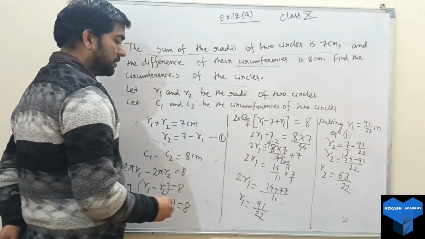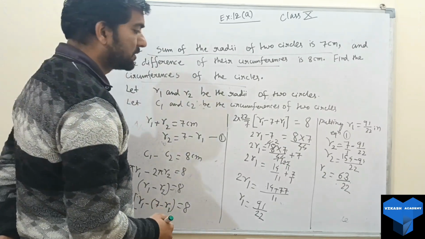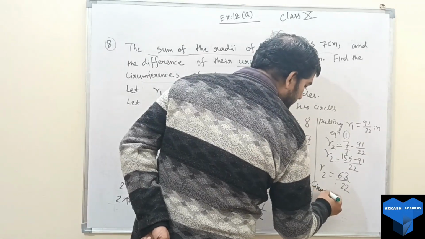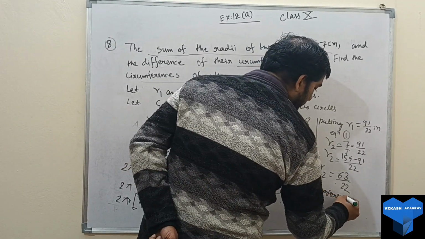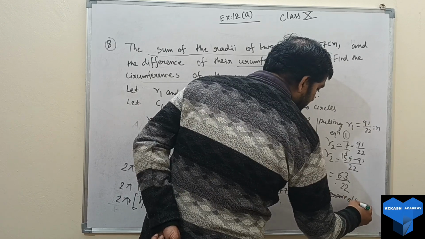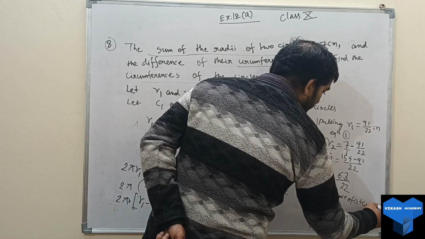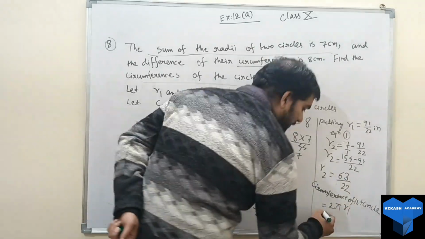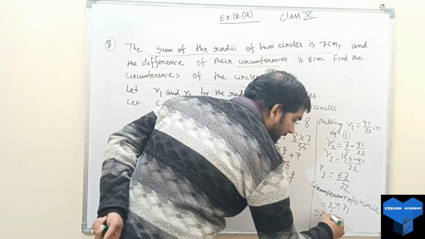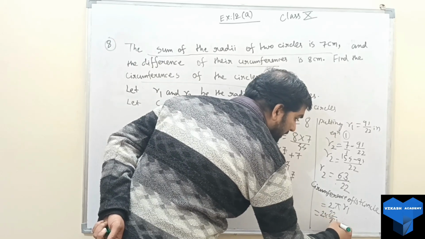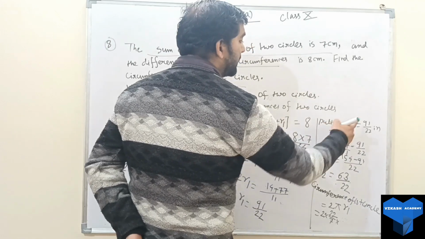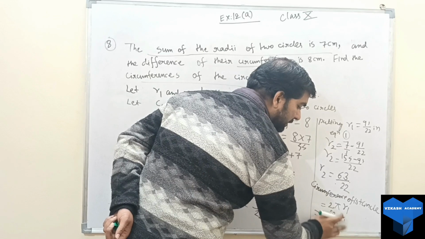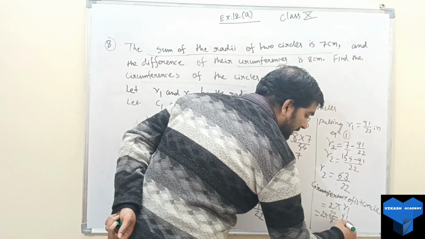circumference of the circle. So let us try to find the circumference of the first circle. What will be the formula? Formula will be 2 pi r1. 2 pi will be 22 by 7. R1 is how much? R1 we got here 91 by 22. So we'll put here 91 by 22. Cancel, you will get the first answer.